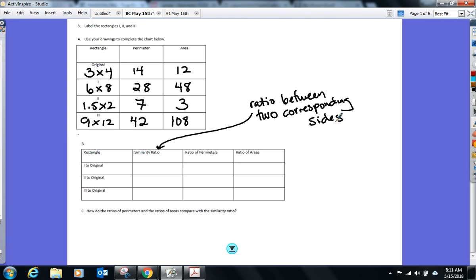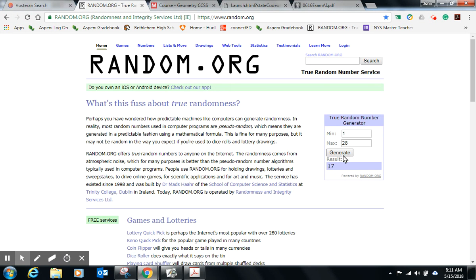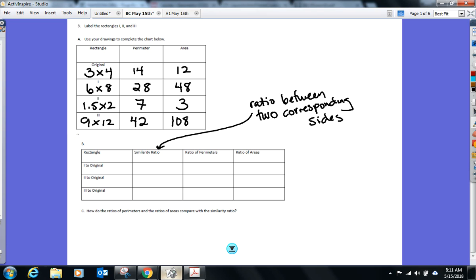Take a look at rectangle 1 to the original. Give me a pair of corresponding sides and their ratio right now. Rectangle 1 to the original. Here you go, Enrico. Okay, I want rectangle 1 to the original, though, so 6 to 3. Reduces down to what? 2 to 1. So the similarity ratio for rectangle 1 to the original was 2 to 1.